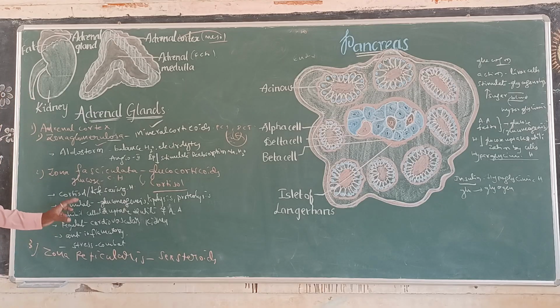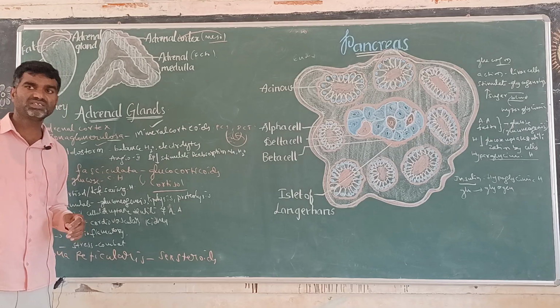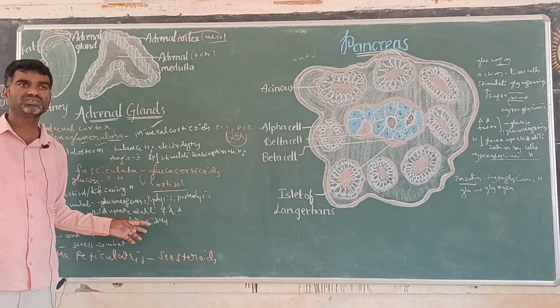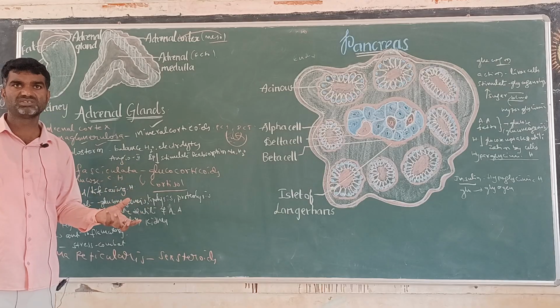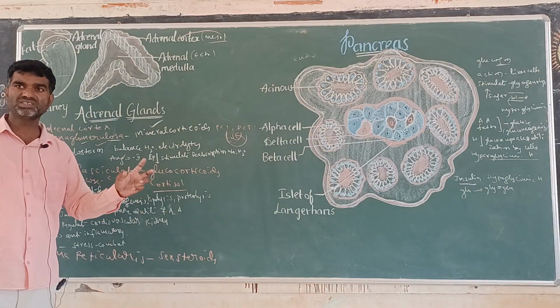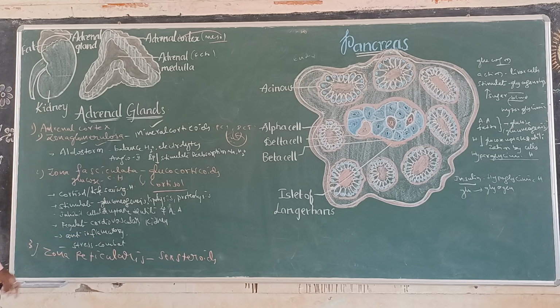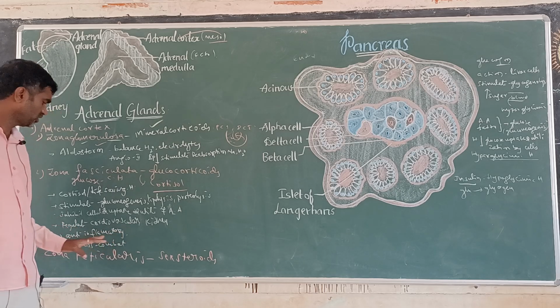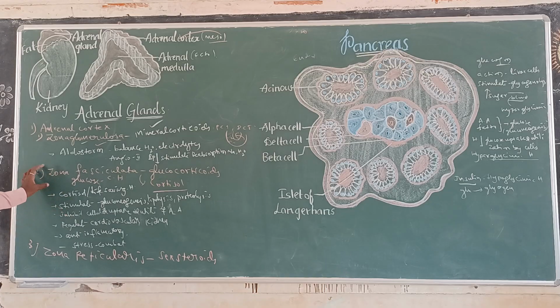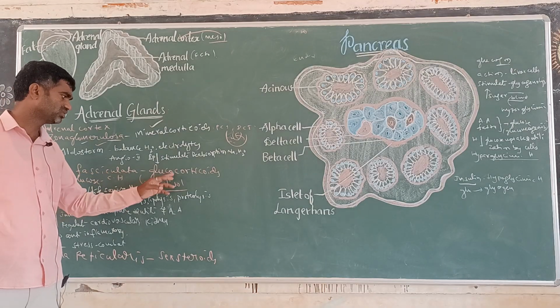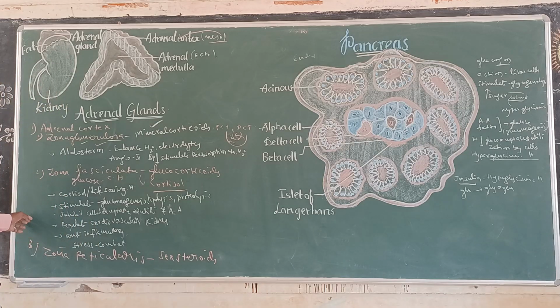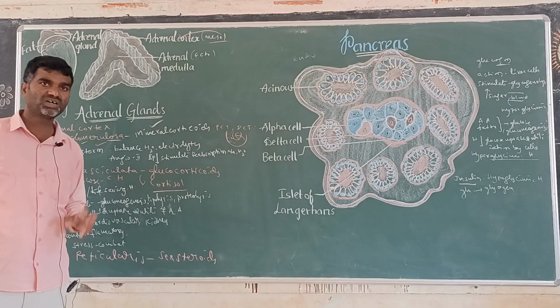Okay, so these are the main functions. Next, anti-inflammatory mediators and anti-inflammatory suppressors. When organ transplantation is done, they release anti-inflammatory mediators, that is, suppressors. This is the main function of the zona fasciculata. So that is called glucocorticoids. It is called cortisol, the life-saving hormone.